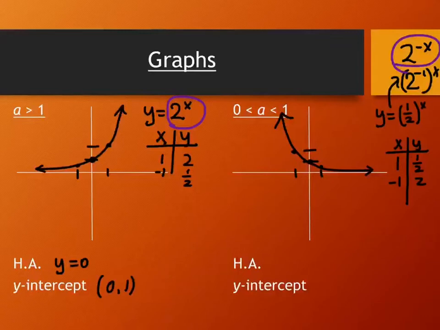Now the horizontal asymptote for this one is also y equals 0. And the y-intercept, of course, is still also (0, 1).